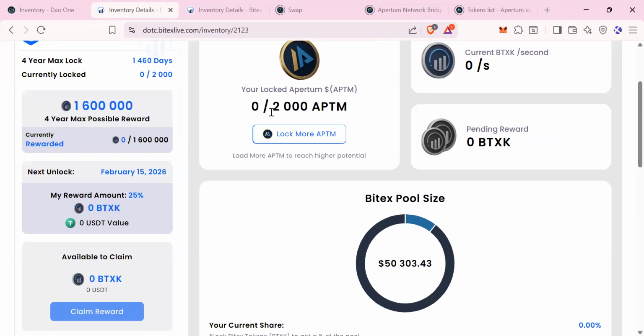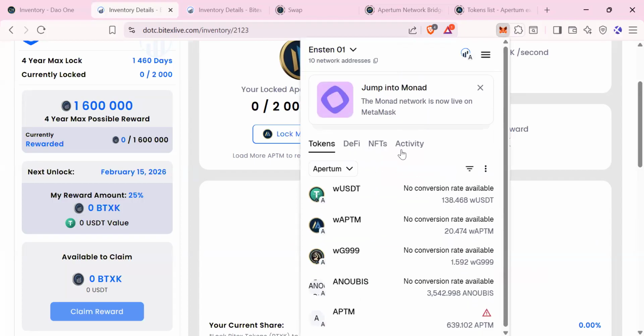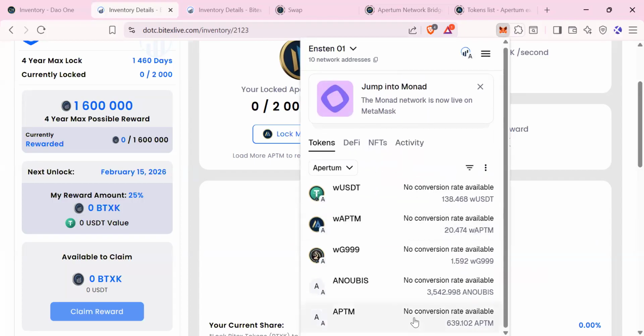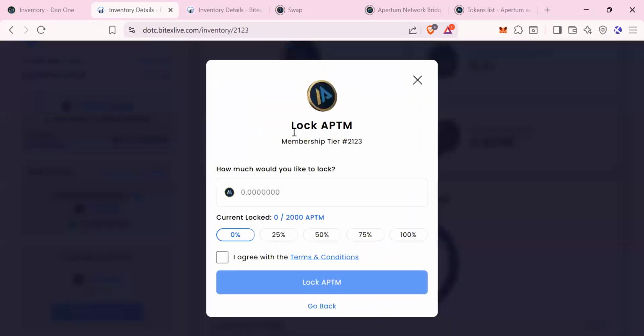Now, if you want to lock up Pertum, let's see how much Pertum you got here. So there's now that 600 odd Pertum. So you can load 600 of that Pertum into here if you want. All you need to do is click on load it. So you click load, and then here you just type out 600. We just put in 600 for the time being. You can always add more if you want. Click on I agree, and you go lock Pertum.